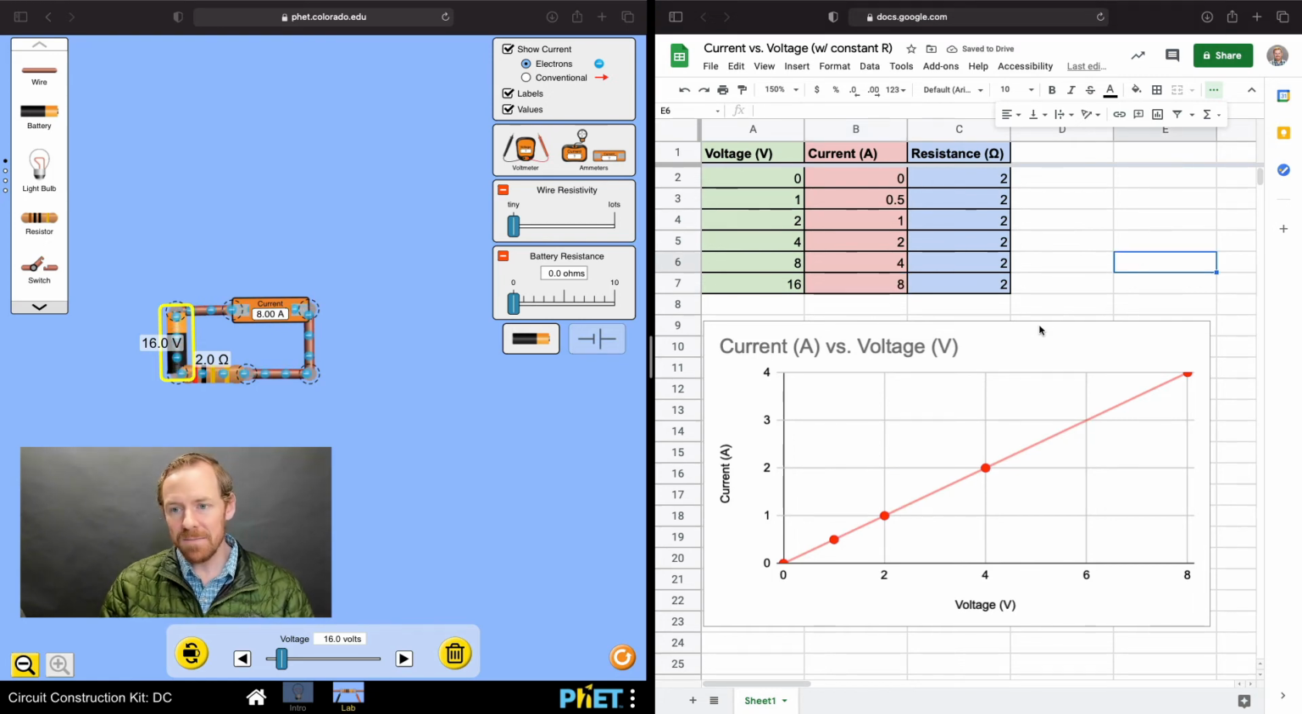It does indeed appear that voltage is directly related to current. If you increase the voltage, the current increases as well, and it's a linear relationship.